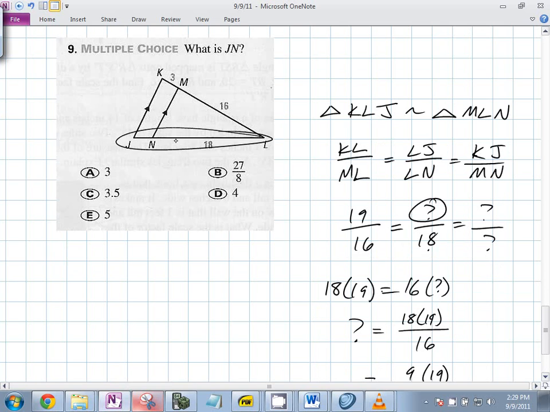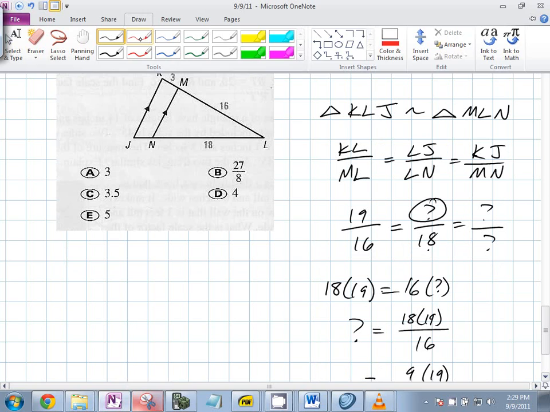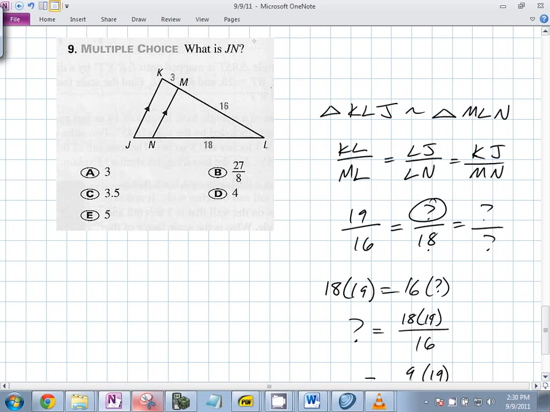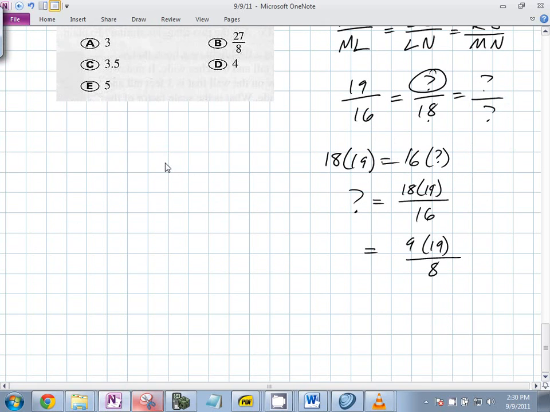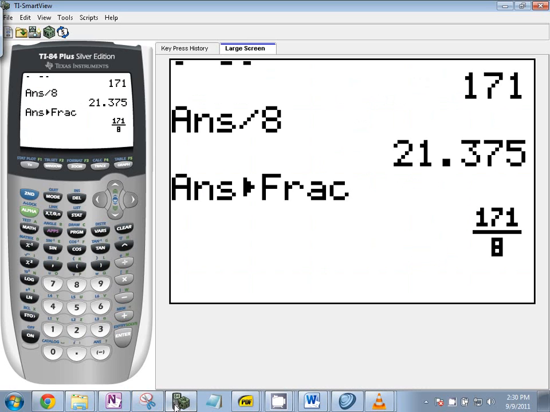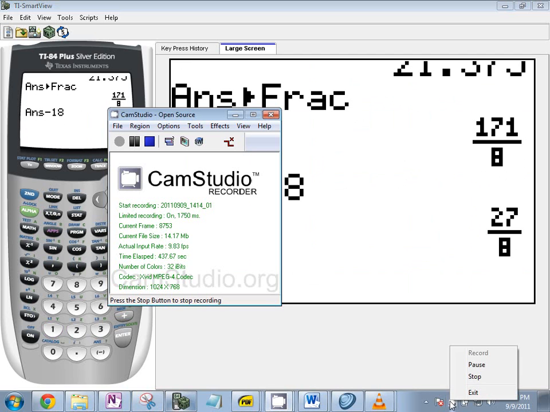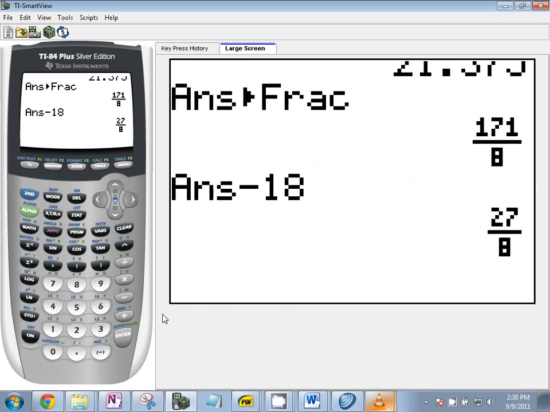What do we actually want? We want JN. So can you add KM and JN? Hold on. We want JN. We want that right there, right? So we just got the whole thing. What do we need to subtract from it? Exactly. So we want to do 9 times 19 over 8 minus what? Equals. So what do we subtract? Minus 18. Yes. And is that correct?